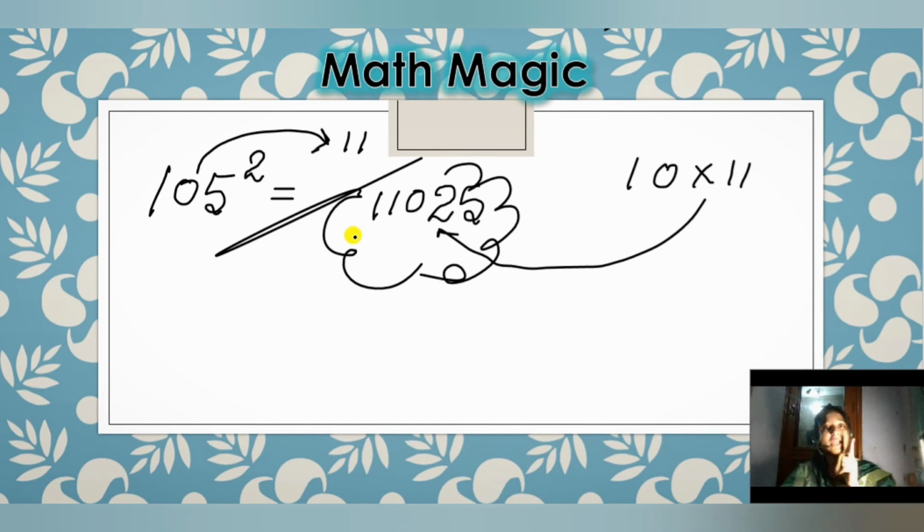You have to do only one thing. What comes after 3 in the number system? That is 4. Just multiply 3 into 4, that is 12. Speak it out, 1225. 1225 is the final answer of 35 square.